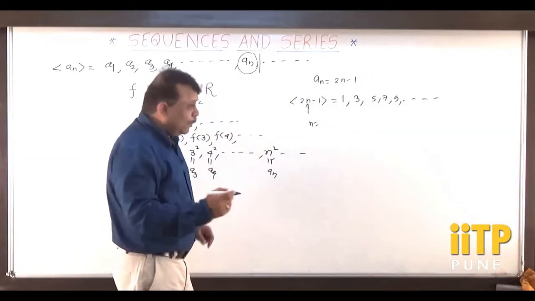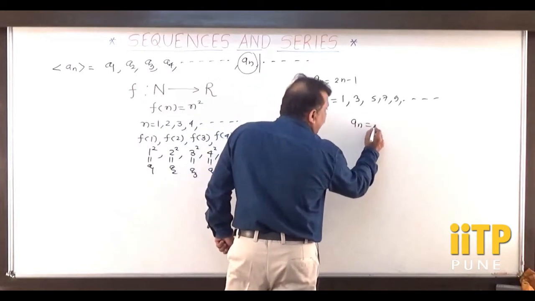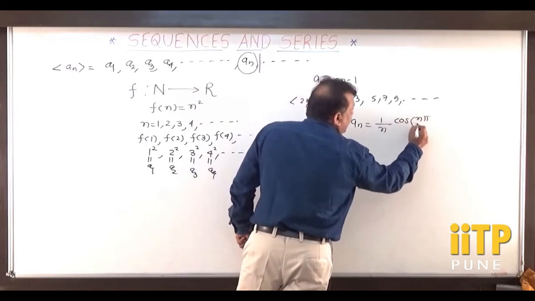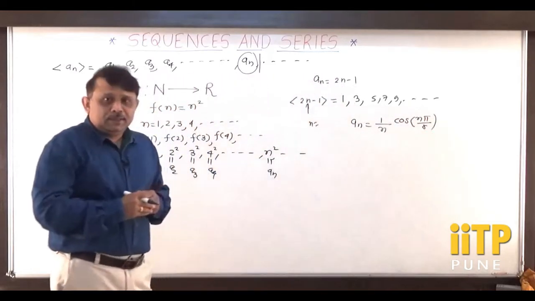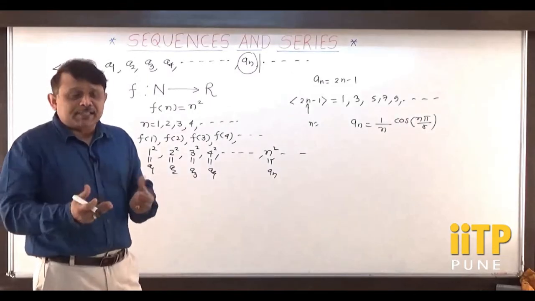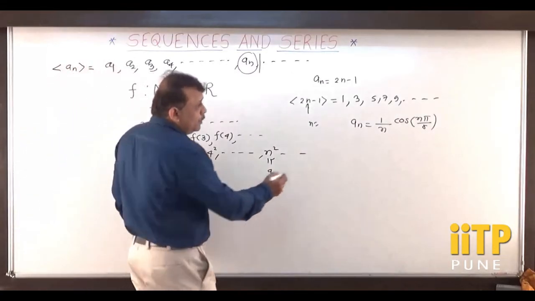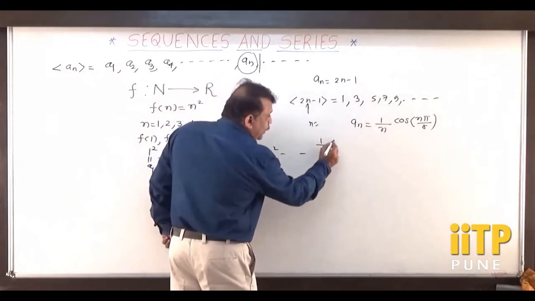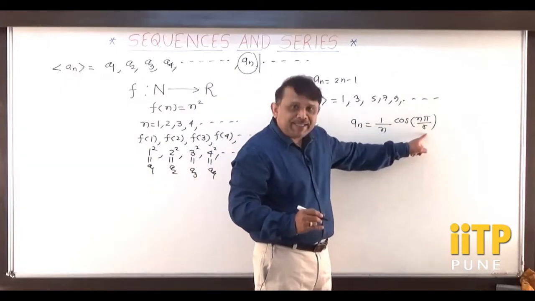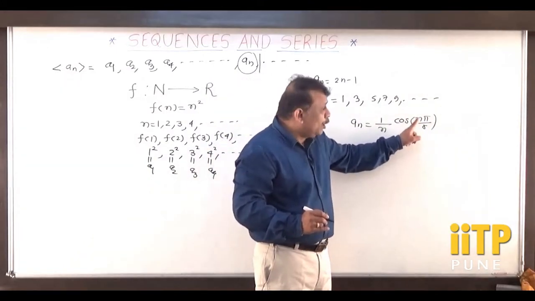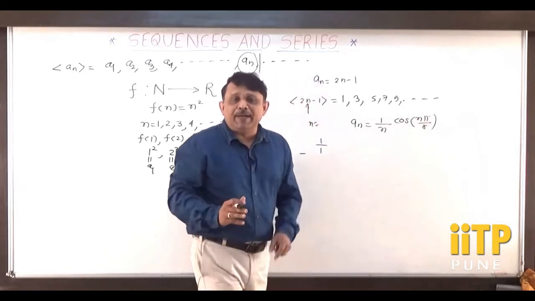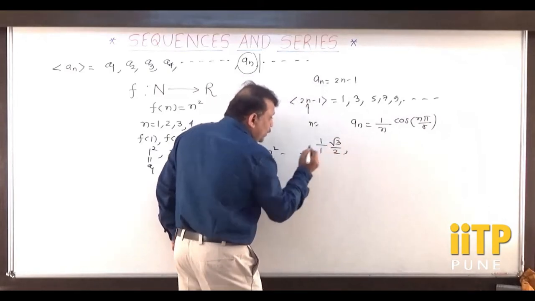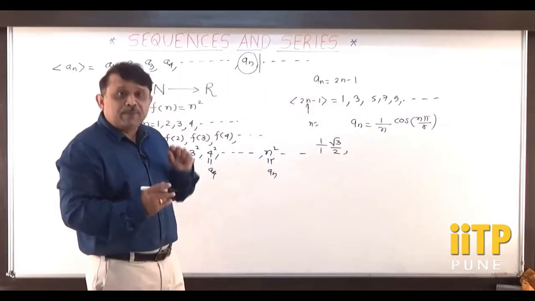Let us consider one more example where an is given by 1 by n into cos of n pi by 6. This is the nth term of the sequence. So what is the sequence? Let us put n equal to 1. The first term of the sequence is 1 by 1 into cos pi by 6. We know that cos pi by 6 is root 3 by 2. So here I get root 3 by 2 multiplied by 1 by 1. This is the first term of the sequence.